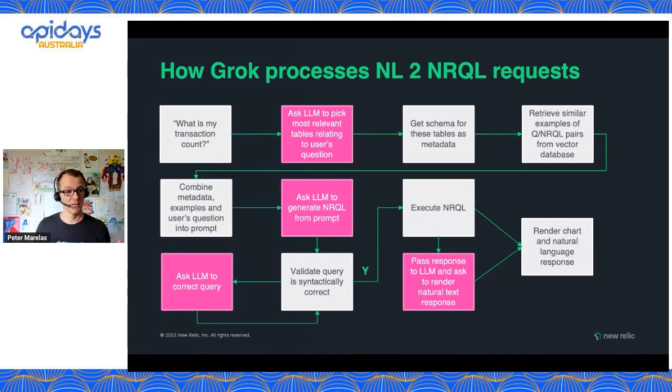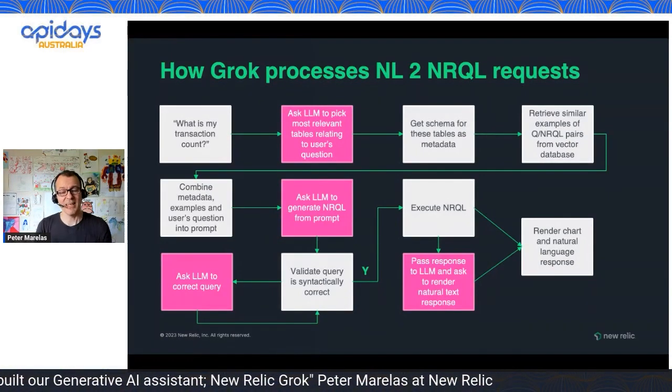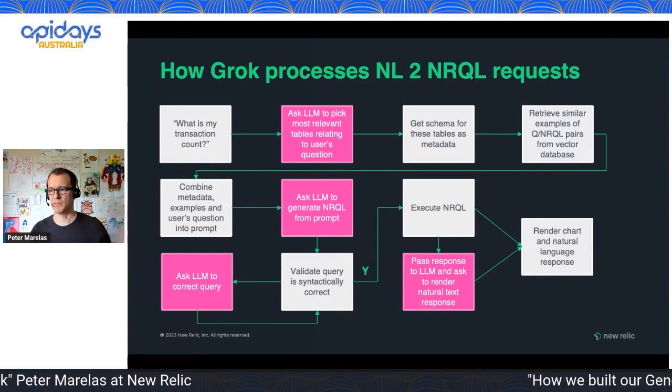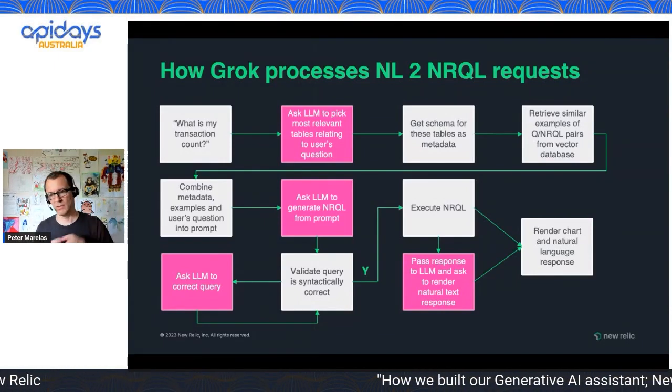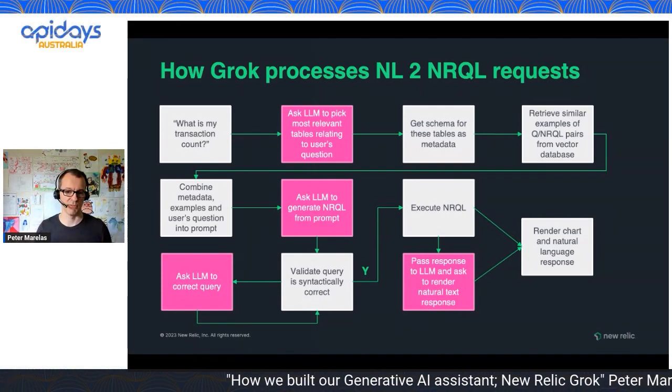Then we combine all the metadata, all the examples, and the original user's question into the prompt, and then we send it to the large language model, and we say, please generate a query to answer this question. And then it comes back with a query. We'll validate the syntax of that query. Then we go and execute that query, take the responses, send them back to the large language model, and ask it to generate a natural text response. And then we just display everything on the screen, along with the charts and the natural language response.